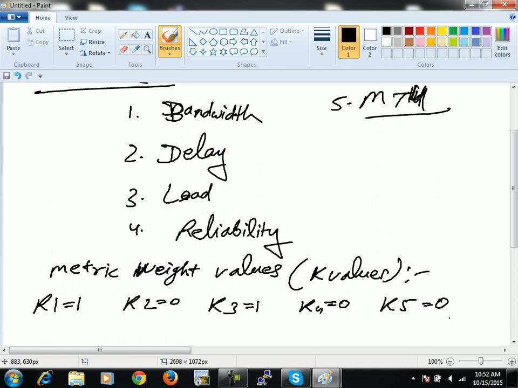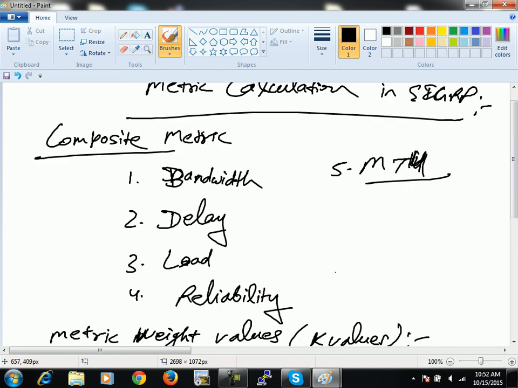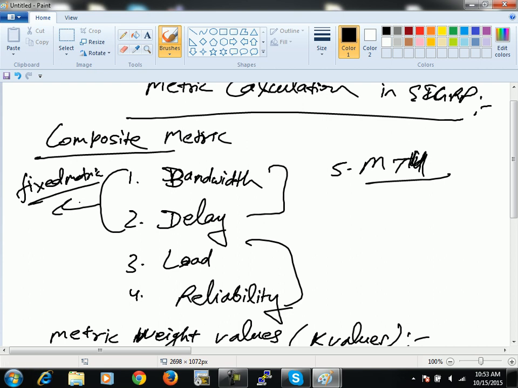I'll show you the actual formula in which we have all these components except MTU, like bandwidth, delay, load, reliability, and of course all these K values. If you look at the entire formula for metric calculation in EIGRP, bandwidth and delay are known as fixed metrics in EIGRP. And load and reliability are considered variable metrics.